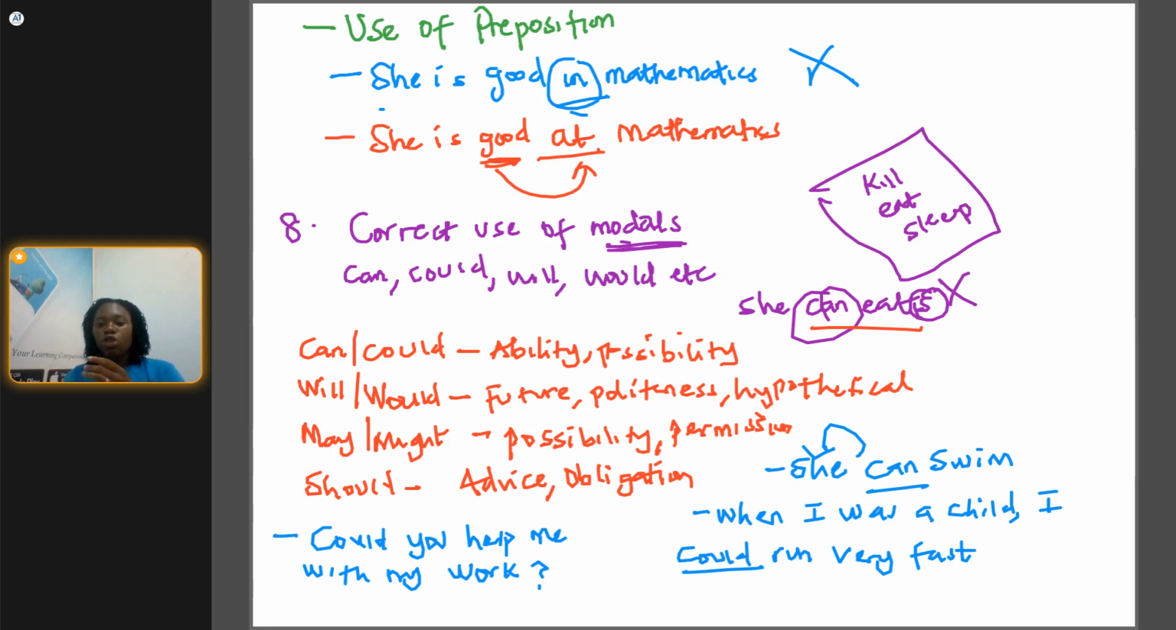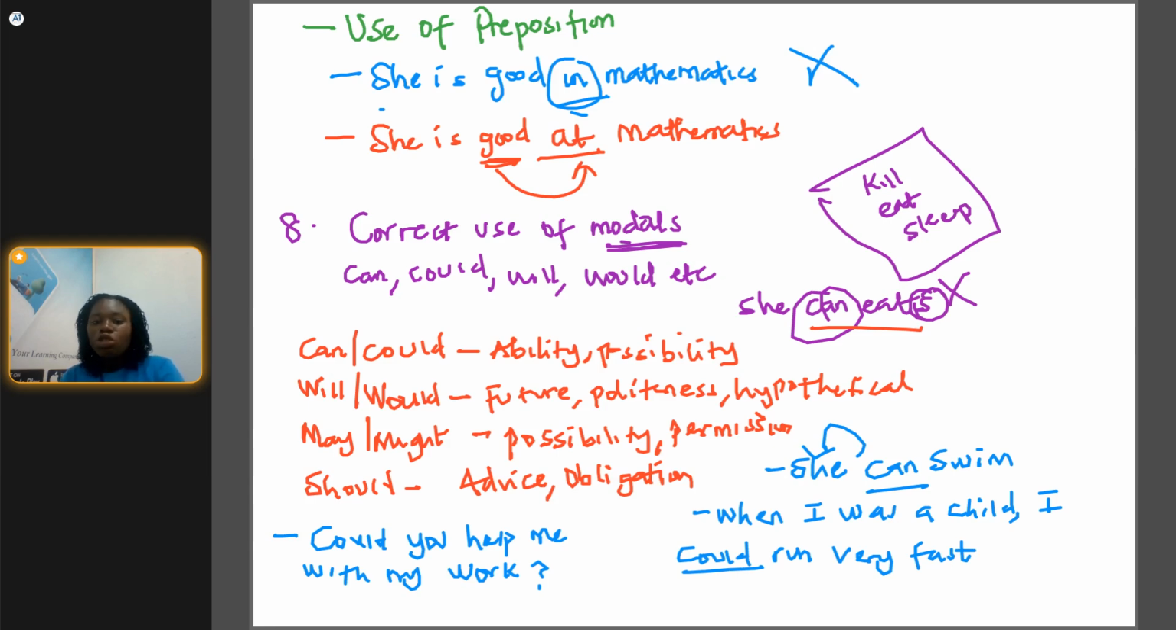So, for can, you use can for present ability, to show present ability or general ability. You use could to show past ability or to show polite request. Okay, so when you come across this in your question and you're expected to fill in your options, you meet with can, you meet with could. If it says, dash you help me with my work, the most polite and the most appropriate you should choose is could. Okay, because it's showing politeness.